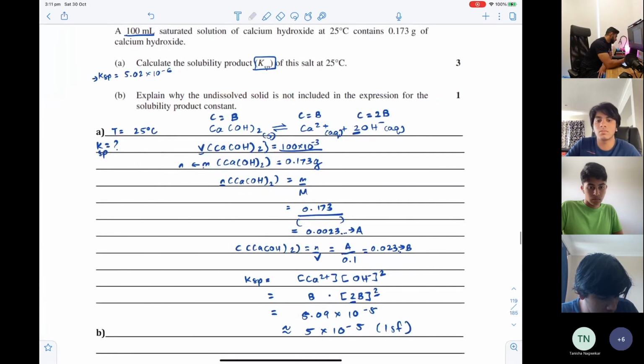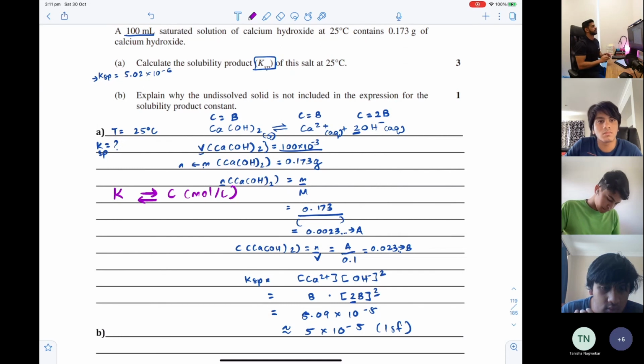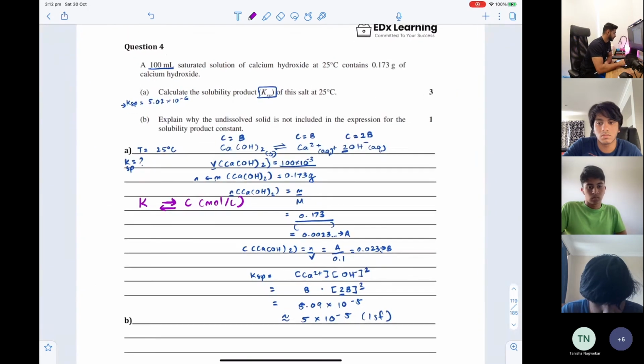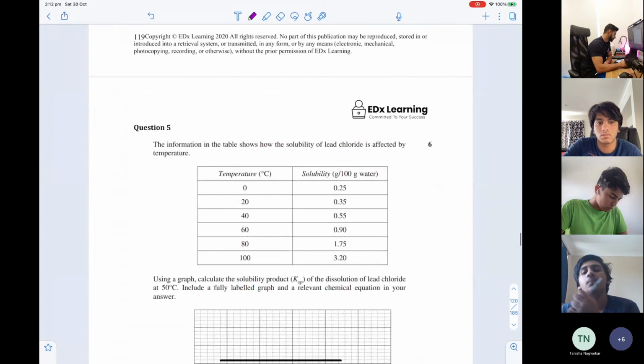So I guess these questions are very easy because as soon as you want to find Ksp, you need to find concentration in moles per liter. As soon as you want to find concentration, you will be using Ksp. So just remember this link. To find Ksp, you need concentrations. To find concentrations, you need Ksp. So very easy, these kinds of questions so far. We'll get to slightly more challenging ones now.